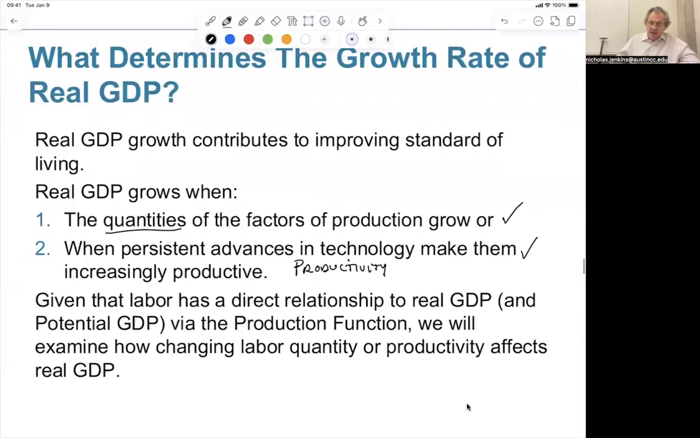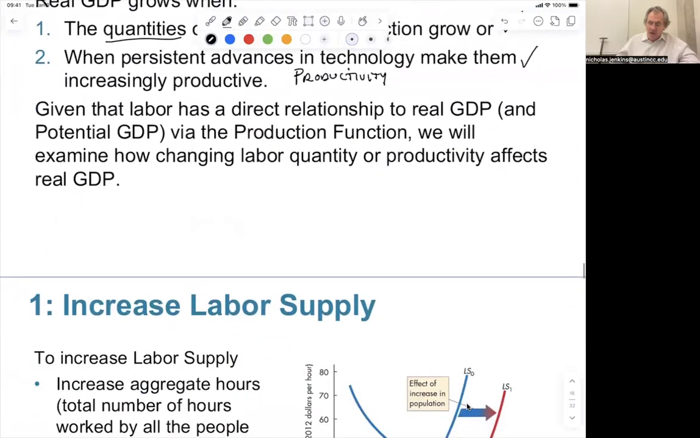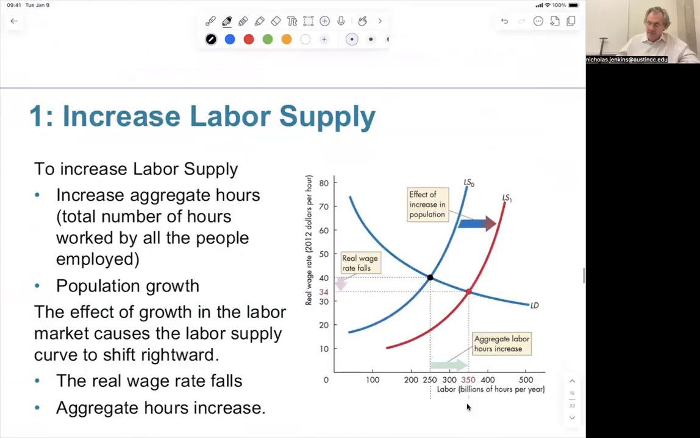If we have higher labor, okay, that would look like this. Here's our labor demand and supply curve. If we were able to increase the quantity of labor in our economy, that would cause the curve to shift to the right. That might mean making people work longer. Excuse me. That might mean increasing the working age population. It might mean increasing the labor force participation rate. So all the ways that you can do those things would increase the amount of aggregate hours.